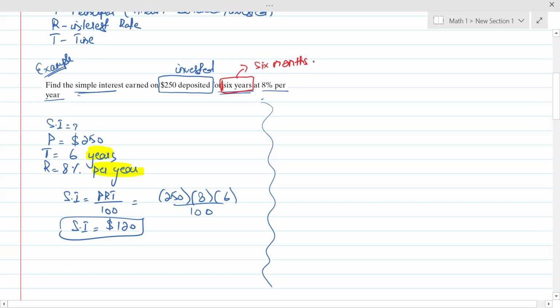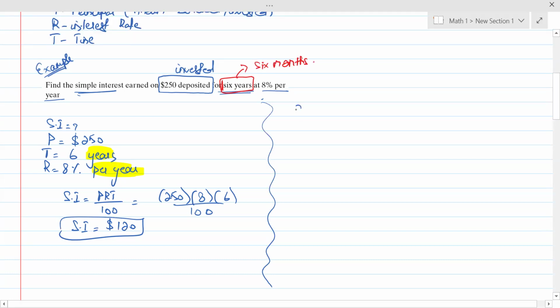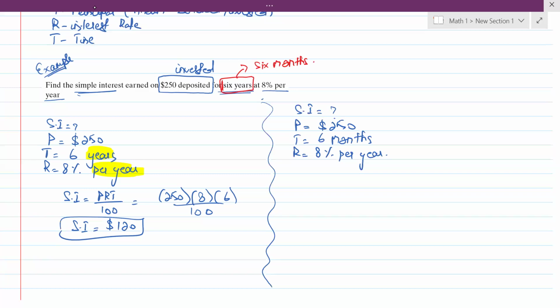Now for this particular part, simple interest is unknown. Principal is $250. Time, instead of years, is months now, 6 months. And rate is 8% per year. Now look closely. The rate we have is in terms of years, 8% per year, but the time is in months. So as stated earlier, we have to make sure that the units remain the same.